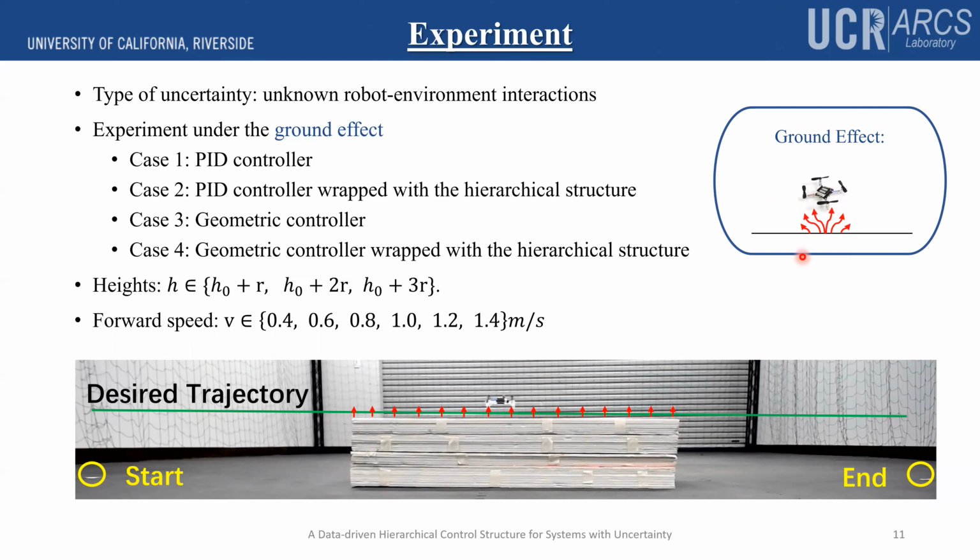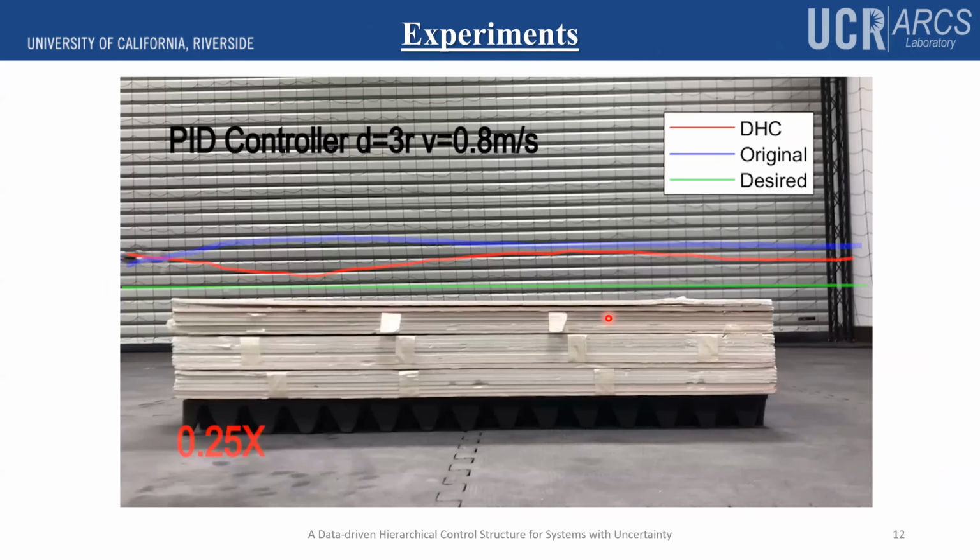When the robot gets close to the ground, it could lift the robot up, driving it away from the desired height. To handle this problem, we designed four controllers: the PID controller, the geometric controller, and these two wrapped with the hierarchical structure. We repeated the work at three different heights and six different velocities, and each trial is repeated 10 times to avoid bias. In this video, we show one of the examples.